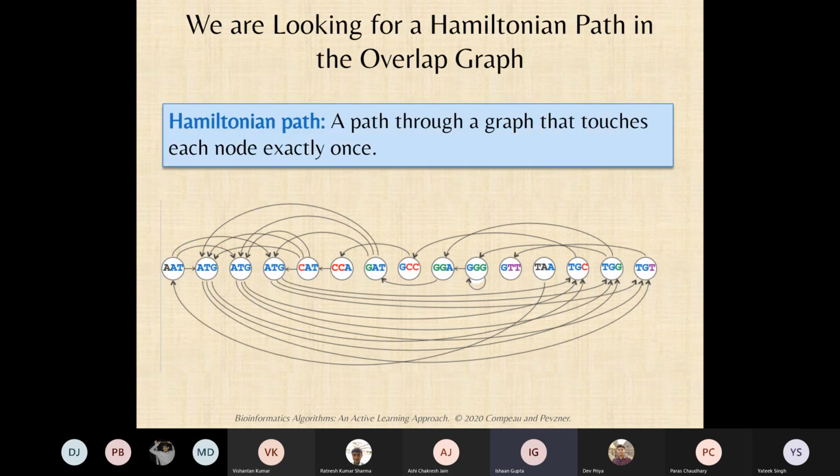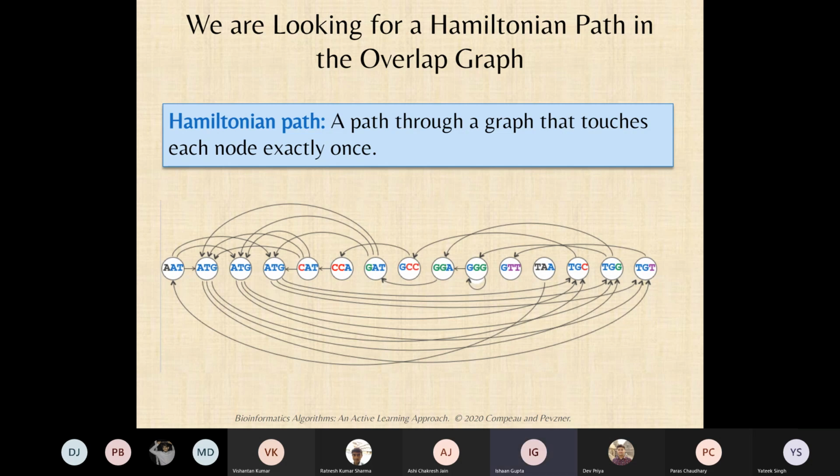So here I introduce you to the concept of the Hamiltonian path in an overlap graph like this, which basically says that it's a path through a graph that touches each node exactly once. So if you are able to touch each node once in an overlap graph, then you have essentially found a path that represents the entire genome.